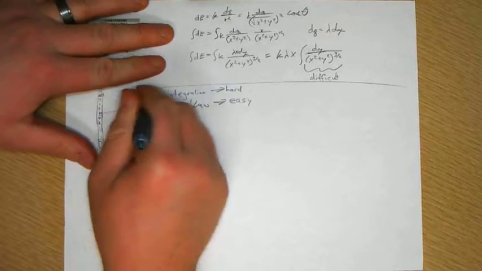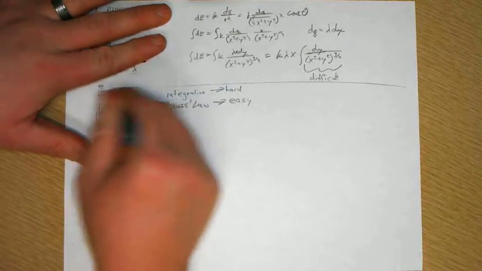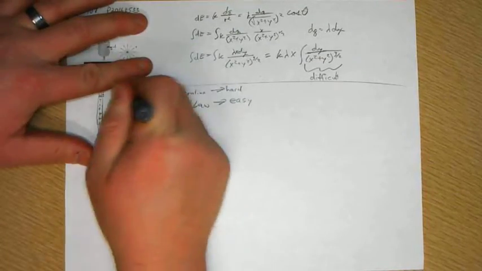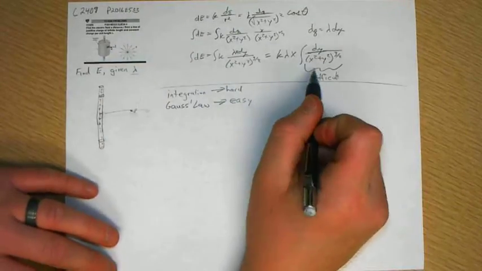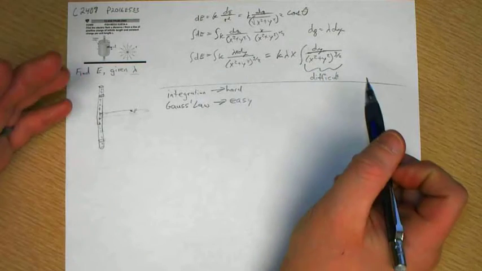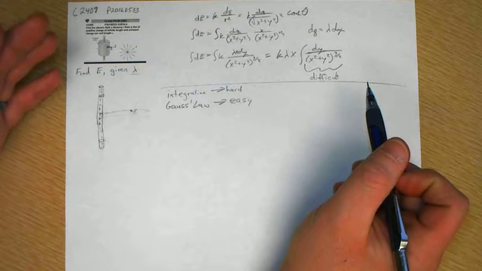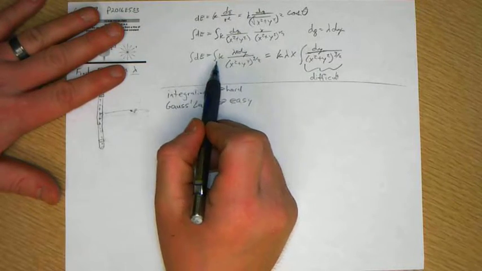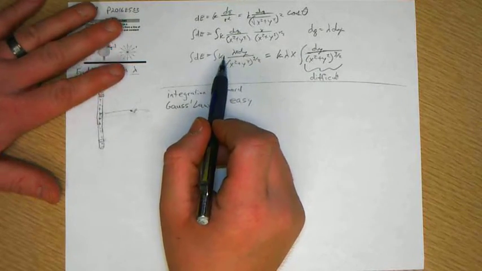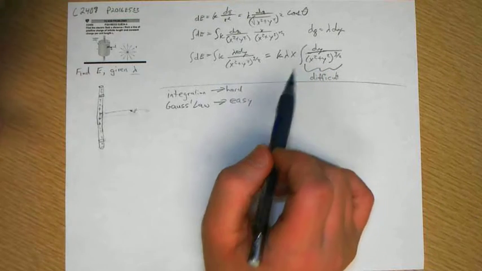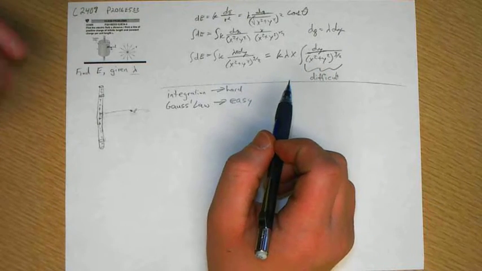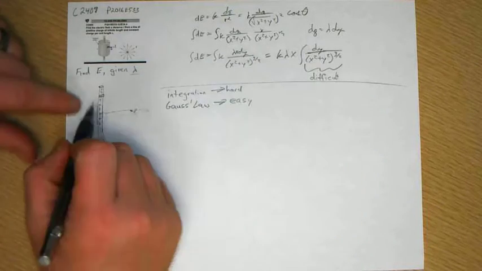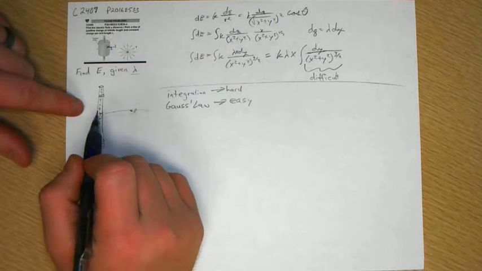So let me just erase this stuff. I mean, let me be clear. You can solve it this way, but let's solve it the easy way if we can. And I should mention that this works everywhere. You can always do this kind of stuff. Gauss's law also works everywhere, but it's really only useful if you have a lot of symmetry in the problem, which we do here. We have this cylindrical symmetry.